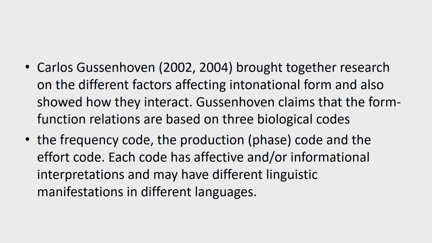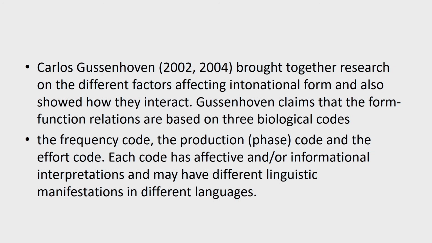Another important thing when we talk about intonation is biological factors. So, Carlos Gussenhoven has shown how research on the different factors affecting intonational form and also how they interact. Gussenhoven claims that the form-function relations are based on biological codes which are grammaticalized, and these are the frequency code, the production code, and the effort code. And each code has affective or informational interpretations and have linguistic manifestations in other languages.